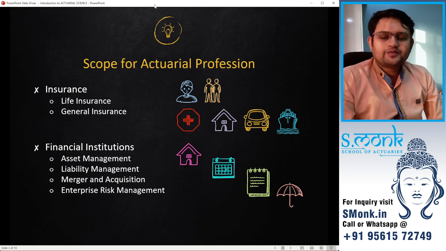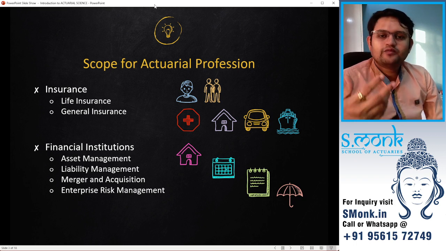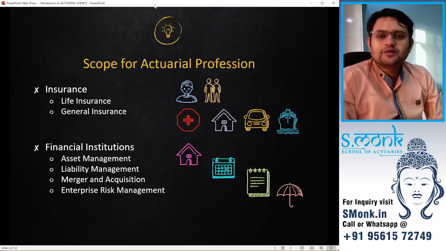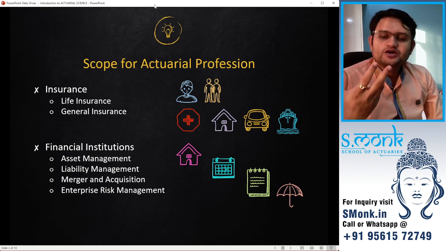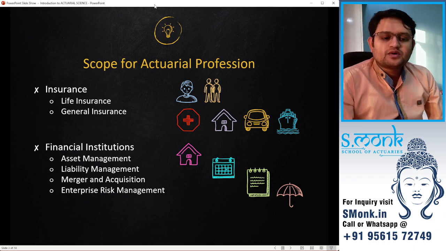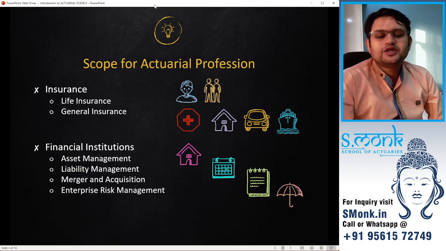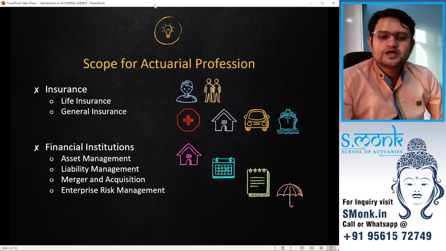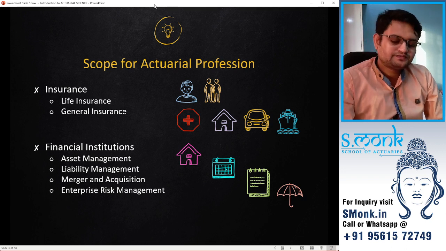Then we have enterprise risk management. Similar to what we talked about, how much value a particular company is bringing, not only in terms of assets, but in the future, assets or liabilities or everything. Those calculations for a particular company would be enterprise risk management.